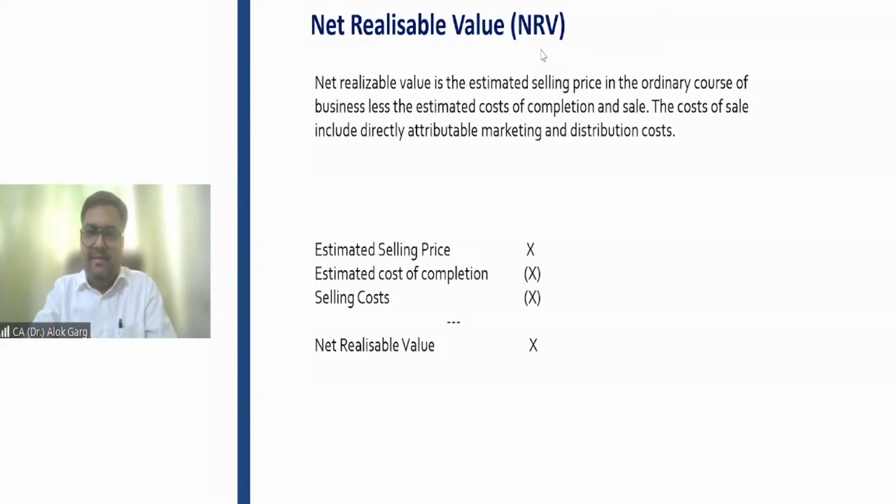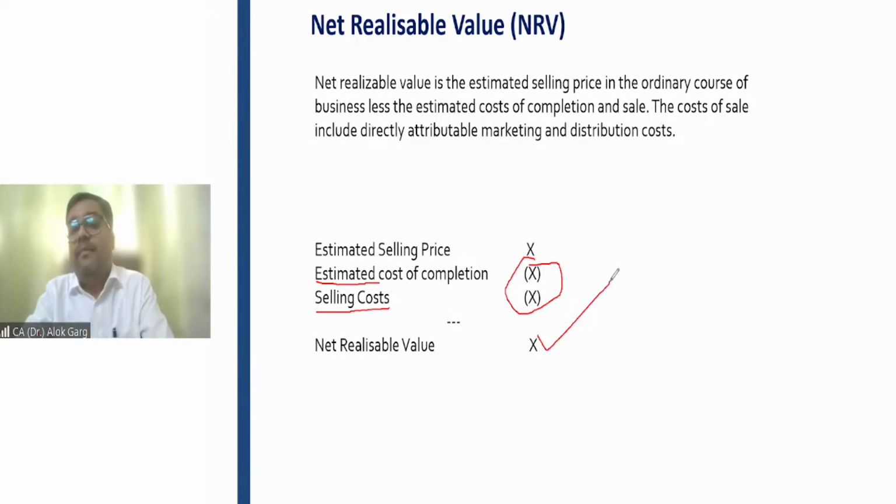Estimated selling price minus estimated cost of completion minus estimated cost of sale. Selling cost, estimated cost of completion. If you reduce these two costs, you will get the net realizable value. And this net realizable value is an entity specific value, right? And I'll give you one example so that you will always be able to remember this.